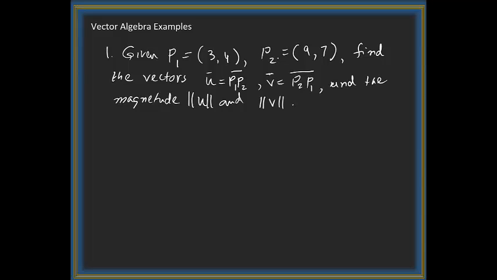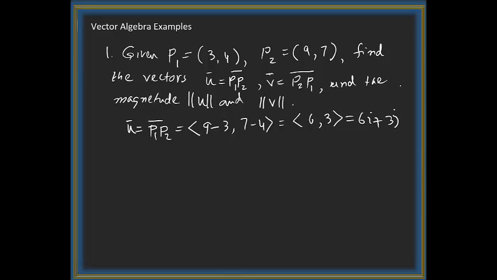In this case, you will see that the basic difference between U and V will be just a negative sign. First I write vector U, so it is P1P2. You subtract the x coordinate of P1 from the x coordinate of P2 because P2 is terminal. So we are writing 9 minus 3 and then 7 minus 4. You can write this as (6, 3). Also you can write it in 6i plus 3j form.